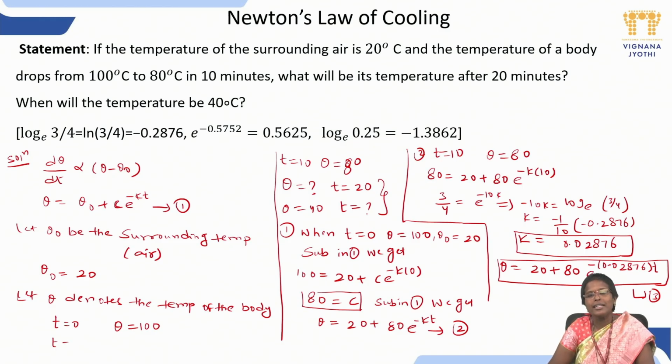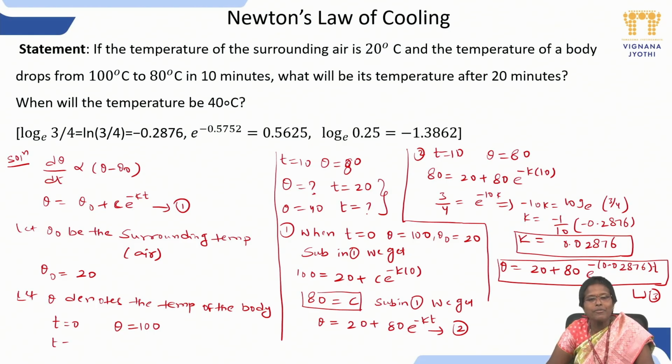Now, if we take theta as the temperature of the body, initially, what is the temperature of the body? It is 100 degrees centigrade. And after some time, the temperature of the body decreases to 80 degrees centigrade. So, with the help of these two conditions, what we are going to do? And also in the problem, they are asking, after 20 minutes, what is the temperature? And when will the temperature be 40 degrees centigrade? So, in the first case, we have to find the temperature. In the second part, we have to find the time.